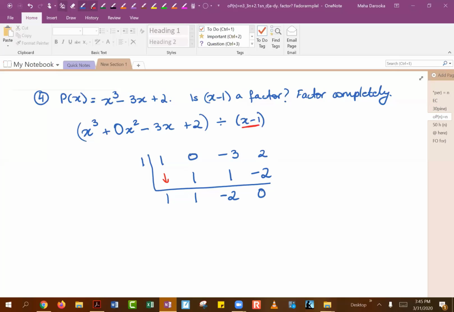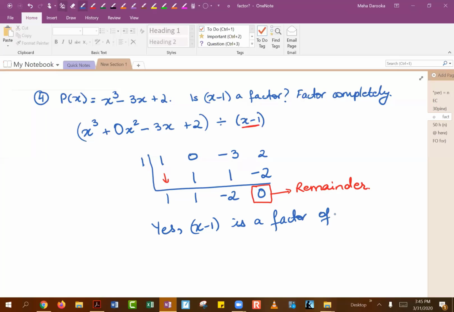And this is what we were hoping for. So if x minus 1 was a factor, then yes, we should have had a 0 remainder. And since we have a 0 remainder, you can basically say, yes, x minus 1 is a factor of this polynomial.